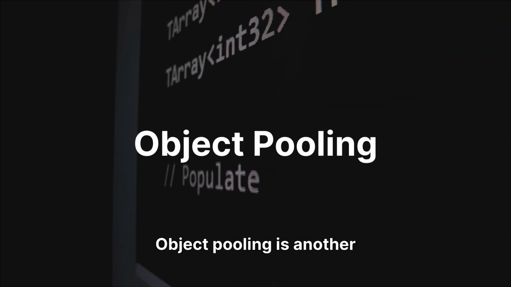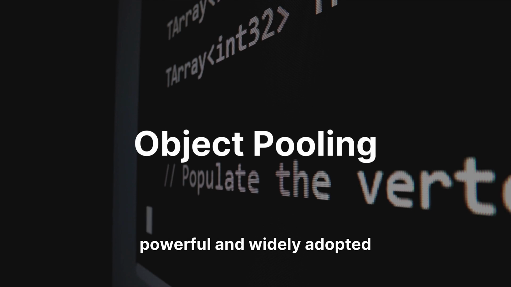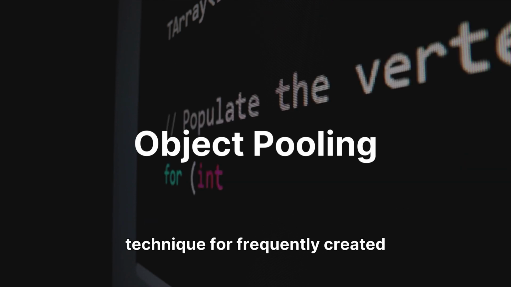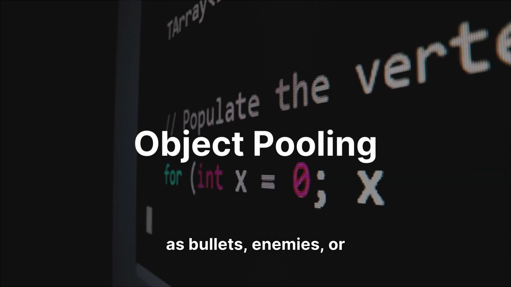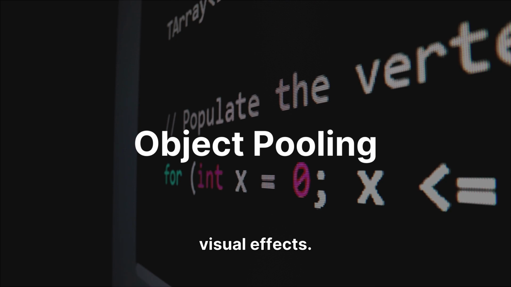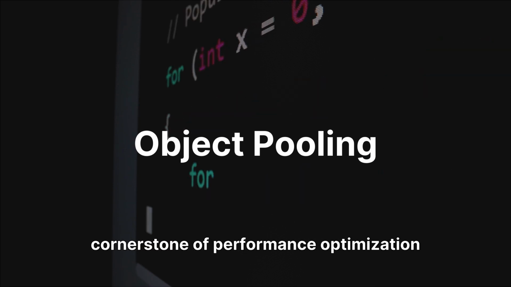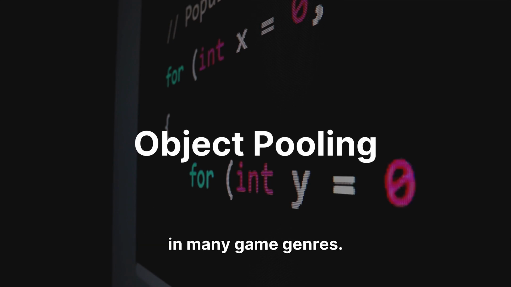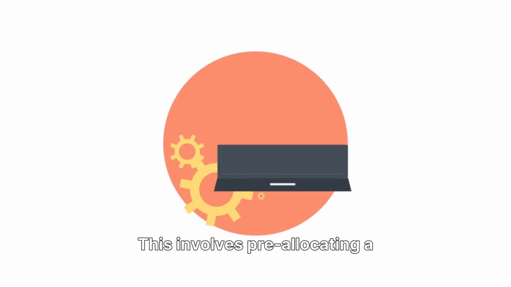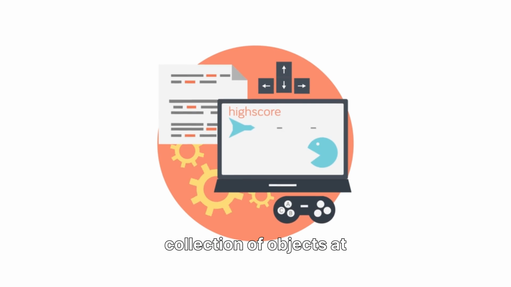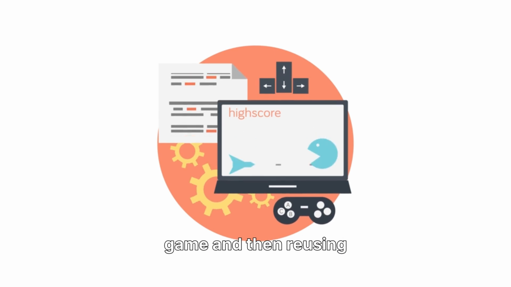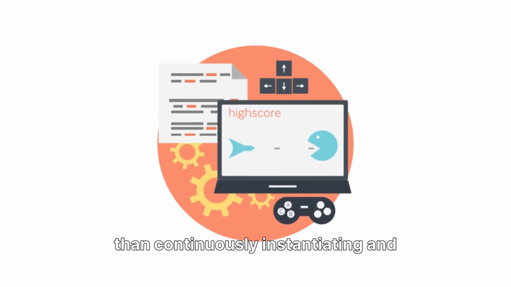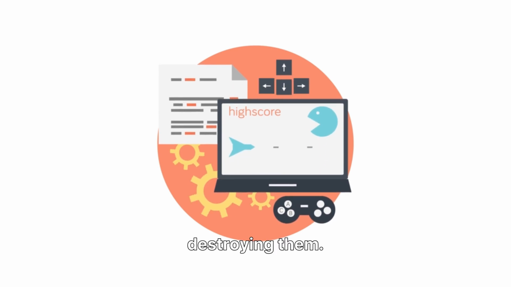Object pooling is another powerful and widely adopted technique for frequently created and destroyed objects, such as bullets, enemies, or visual effects. This pattern is a cornerstone of performance optimization in many game genres. This involves pre-allocating a collection of objects at the start of your game and then reusing them as needed, rather than continuously instantiating and destroying them.